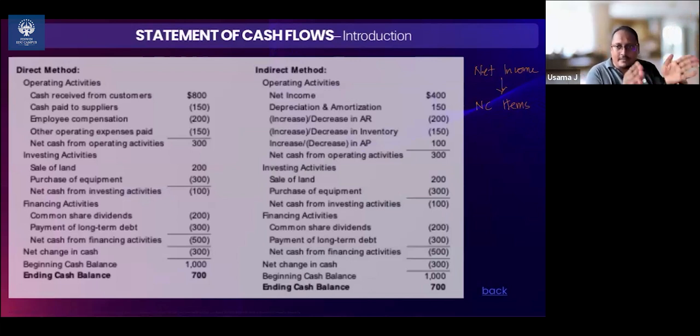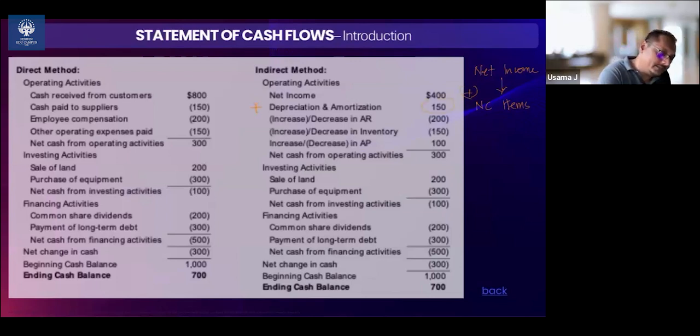From my profits, I'm apportioning a portion of amortization, impairment, etc. It is not going out of the business. It is a non-cash item. Therefore, despite net income deducting these non-cash items, it is not a cash outflow. Therefore, we will reverse it back to identify the cash. So we are going to add back the non-cash items, which is what you can see over here. Depreciation, you can see, is being added back.